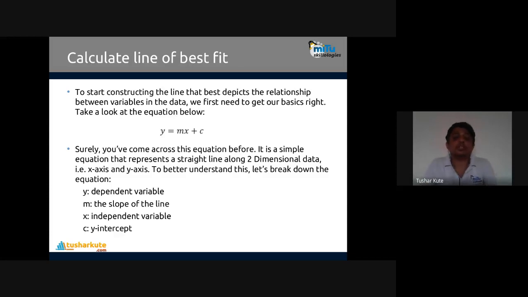It's a simple equation that represents a straight line along two-dimensional data, that is on the x-axis and y-axis. To better understand this, let's break down the equation. We know y is the outcome variable, the output variable, which is the dependent variable. X is the independent variable, which is the input variable. M is the slope of the line, and c is the y-intercept. Wherever the line intercepts the y-axis, that position is called the y-intercept, that is c. With this, the linear relationship between x and y can be modeled.